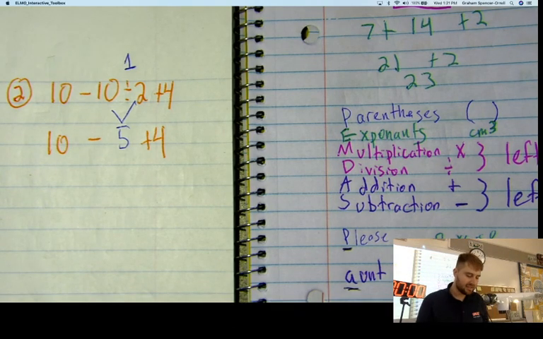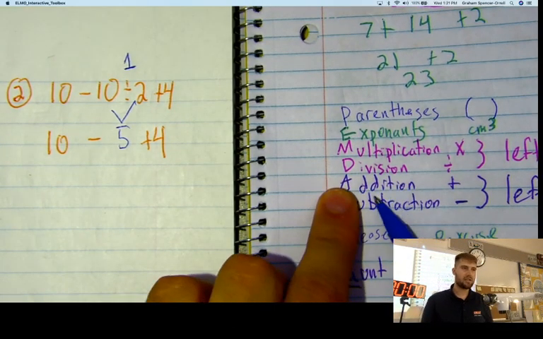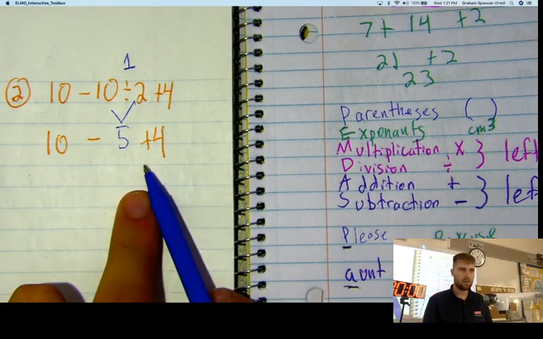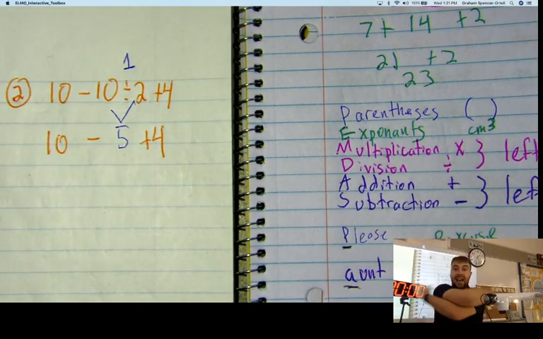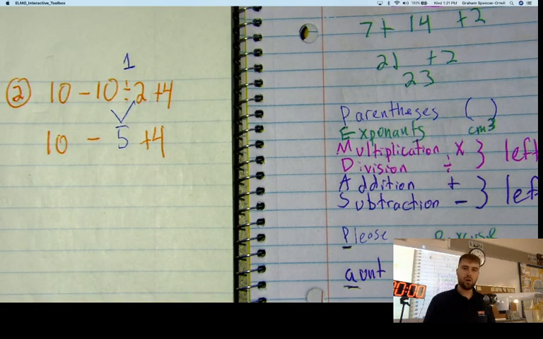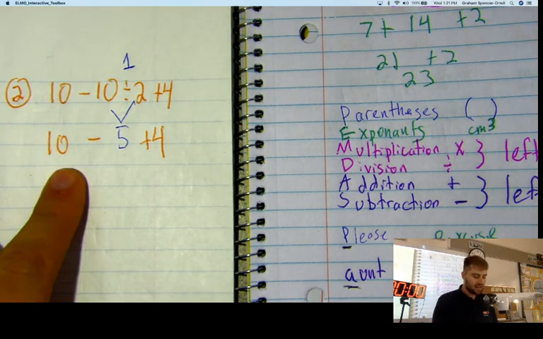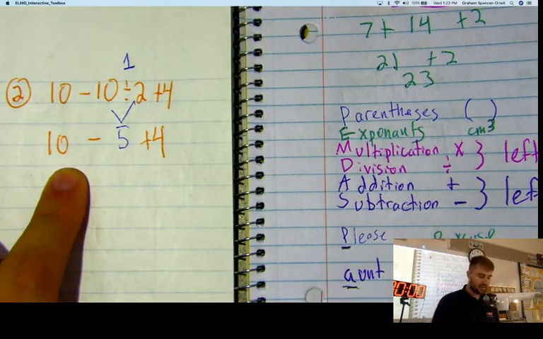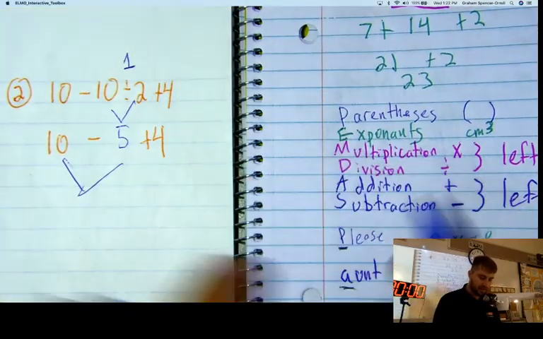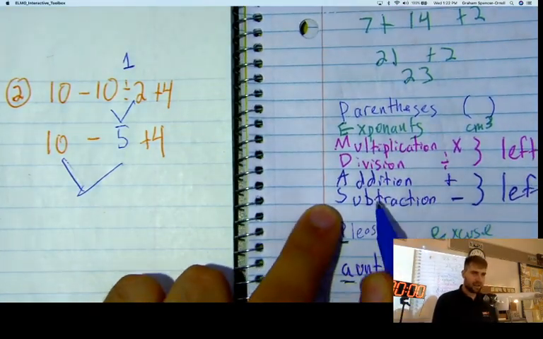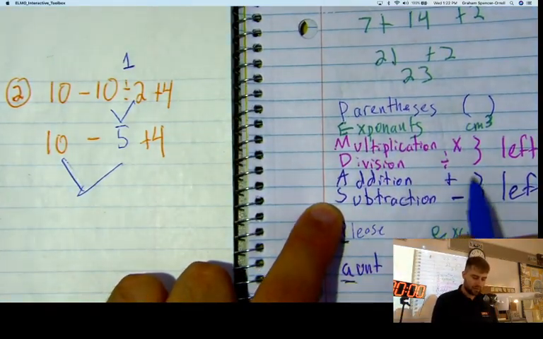Now, I see that addition comes next on our list, so I should do addition next. Wait, what's that you're telling me? We do addition and subtraction together? We group those together and then work from left to right? Okay. So you're saying I need to do the subtraction first because it is on the left. Absolutely. We have grouped addition and subtraction together with our little loop grouper over here.